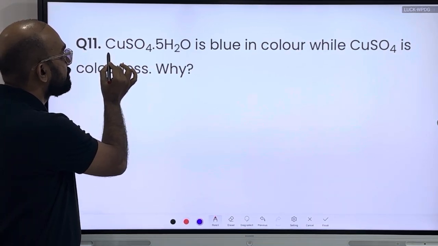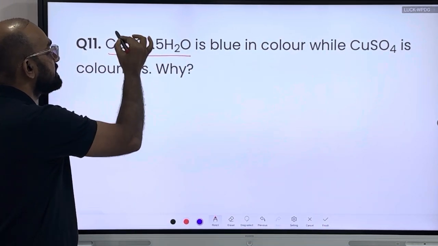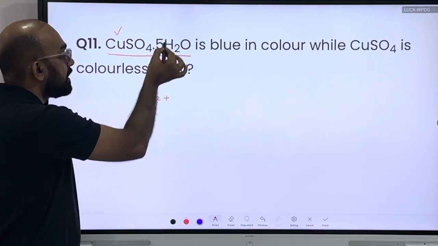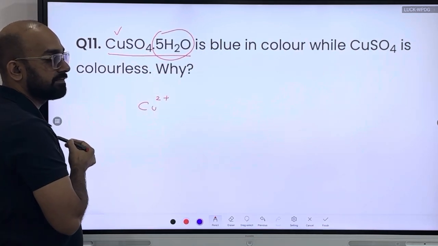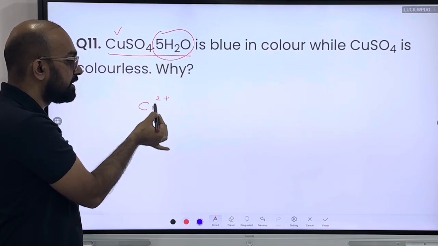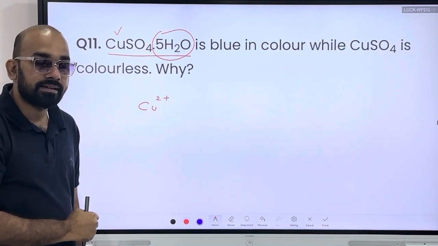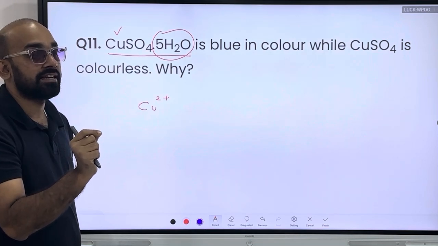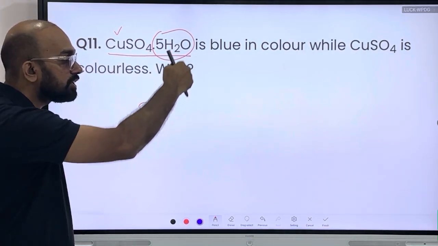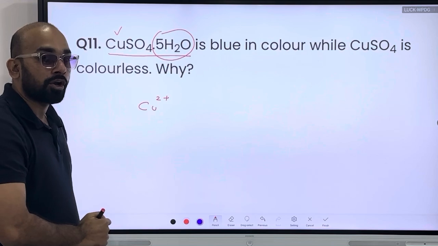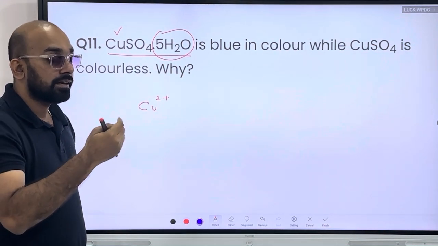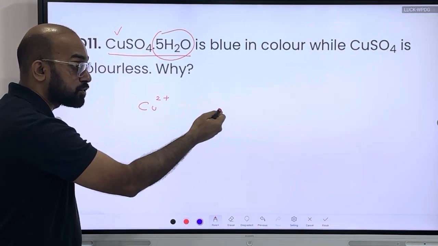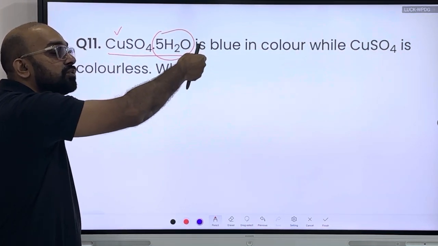If you check the first compound, you can see the central metal ion, Cu2+, correct? Also you can see ligands, right? Now in the presence of ligands, what happens to the central metal ion? We know the degeneracy of the d orbitals will be lost. As a result, you will get a set of new d orbitals. Now, if an unpaired electron is present, then what will happen? The electron will absorb light energy and excite to the higher energy level.